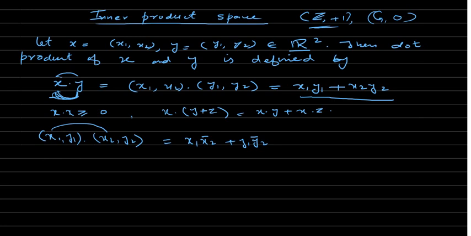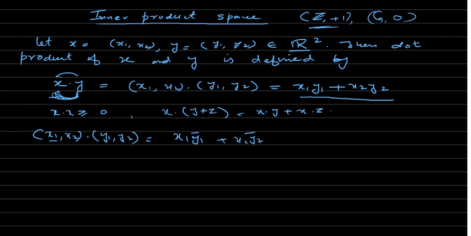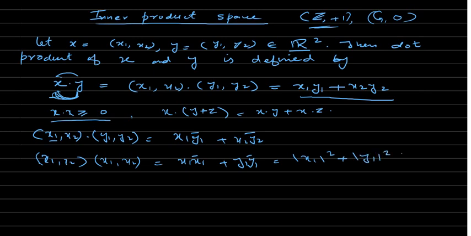Above we took the vector x as (x1, x2), so here also it's x1, x2 and y1, y2. These entries are now complex numbers. So it's x1 y1 conjugate plus x2 y2 conjugate. Now why did we take the conjugate? Because we want the dot product of x with x to be greater than or equal to 0. And we also want some more properties, that's why we have introduced the conjugate. So let's see this dot product of x with itself. This is equal to x1 x1 conjugate plus x2 x2 conjugate, that's equal to mod of x1 squared plus mod of x2 squared, which is greater than or equal to 0.